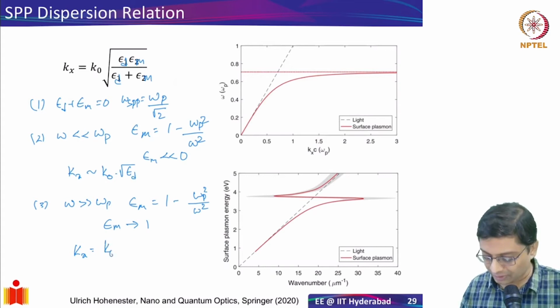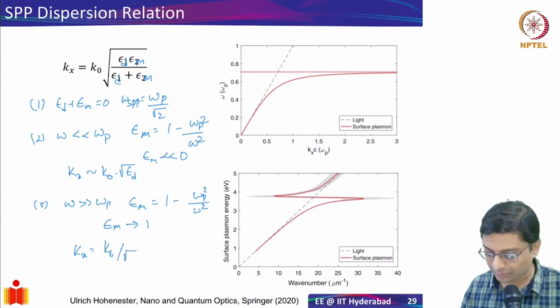So in this case, k naught into 1 and 1 divided by 2 root. So basically k naught by root 2. Okay, this is where the kx is going to be.